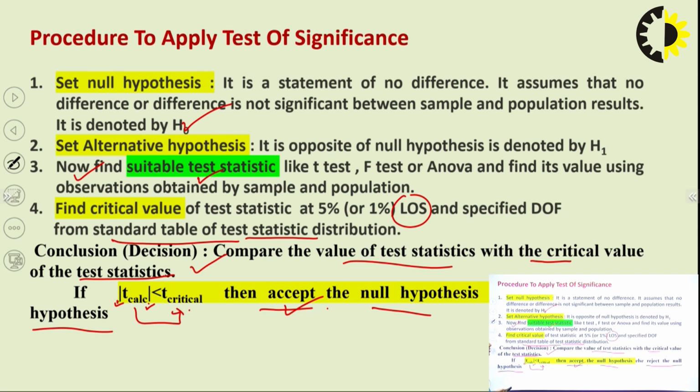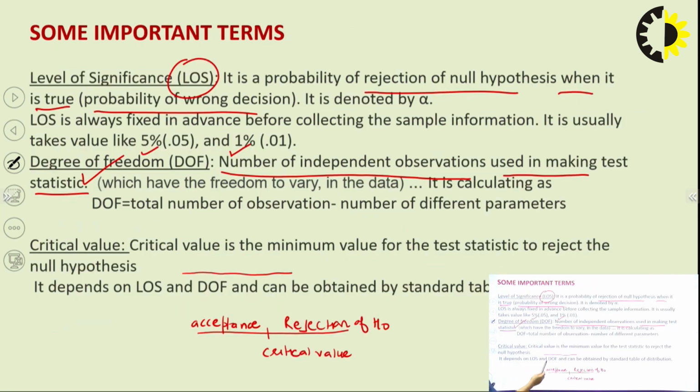We will discuss it in the coming slide. This formula, the formula of the test statistic, will be discussed later. So, when we pick a test statistic, the value of this test statistic depends on the observation of samples. Now, the number of independent observations used in making the test statistic is known as degree of freedom. Independent means which have the freedom to vary, means these observations can be varied in the value.